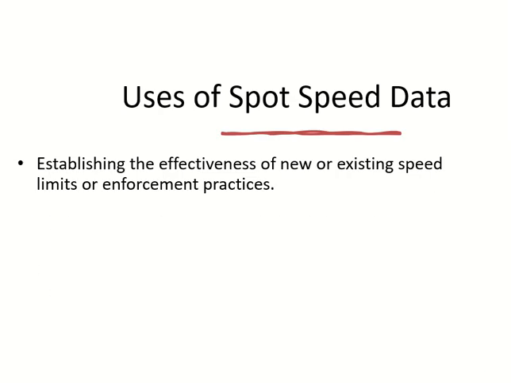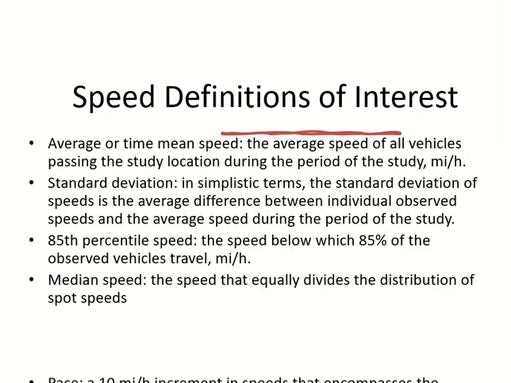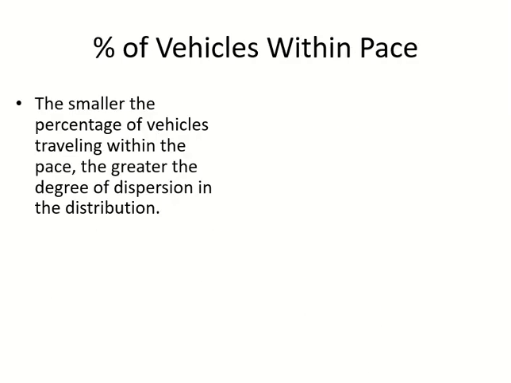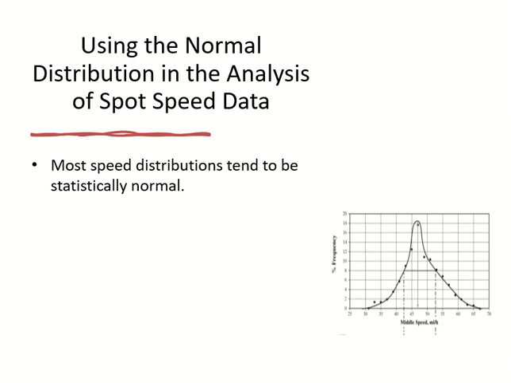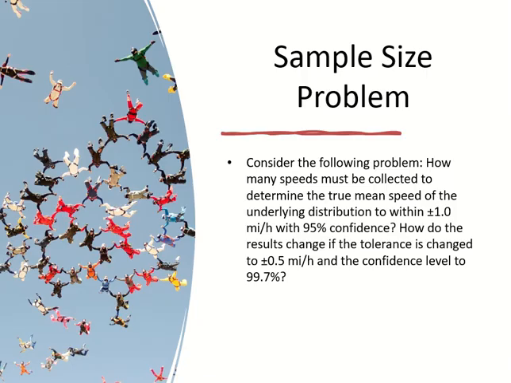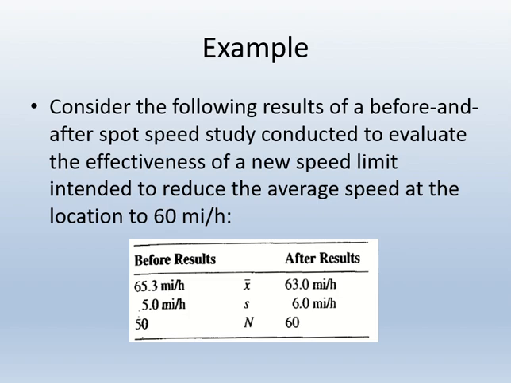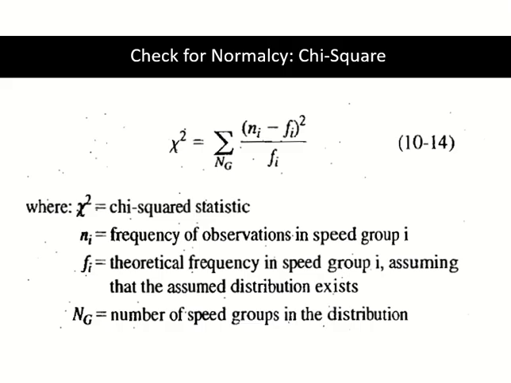We have talked about frequency distribution of the spot speed. We have also talked about the statistics calculated from it, and we have done the before and after studies. Now we are moving on to the chi-square test.